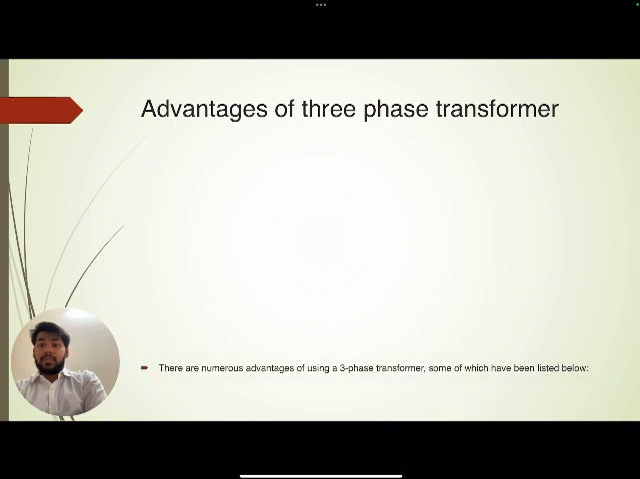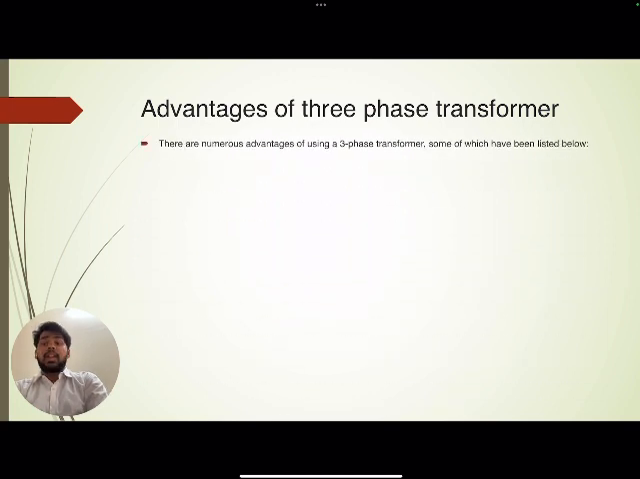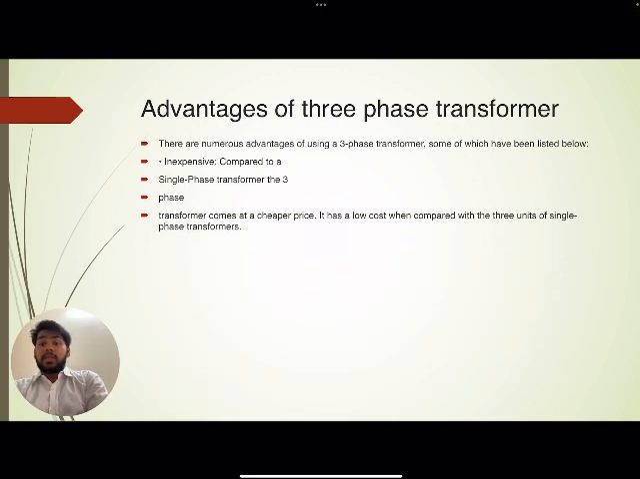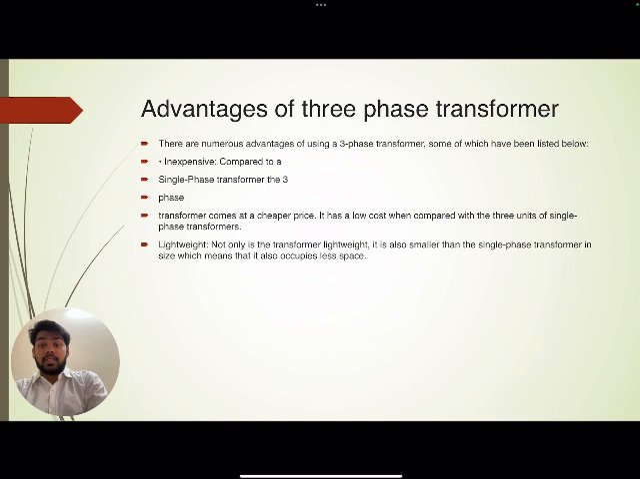Advantages of a three-phase transformer. What are the advantages? There are numerous advantages of using a three-phase transformer, which can be listed below. Inexpensive. It is very inexpensive compared to a single-phase transformer. The three-phase transformer comes at a cheaper price. It has a low cost when compared with three units of single-phase transformers.